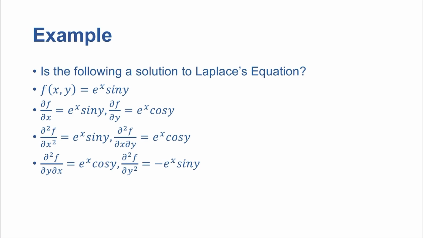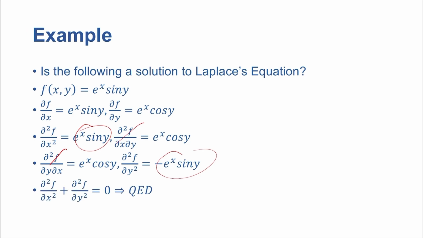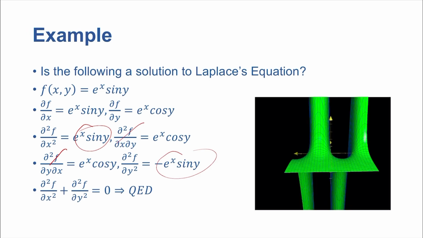So you can see what we're dealing with is this guy here and this guy here, because the cross terms aren't important to Laplace's equation. So what we get is that it does satisfy the partial differential equation, because when we add the x derivative with the y derivative, we get 0. So we have found a harmonic function, and this is what it looks like.